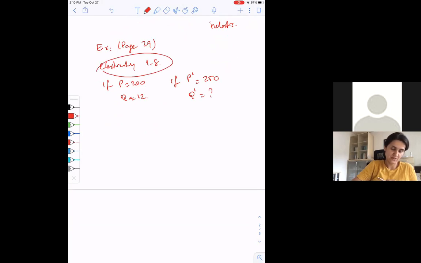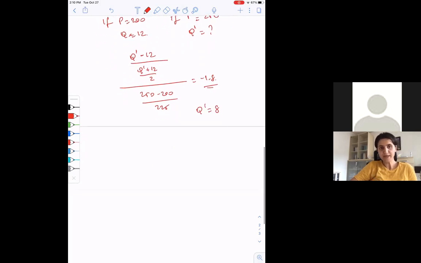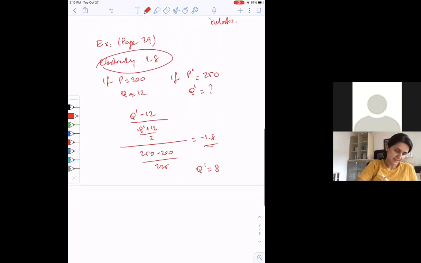If you are given the elasticity, how are you going to do this? You are going to do this: percentage change in Q, which is Q prime minus 12 over the midpoint of those 2 points, divided by percentage change in P, should be equal to minus 1.8, because of the law of demand. Then you can find this Q prime. Suppose you find Q prime as 8.